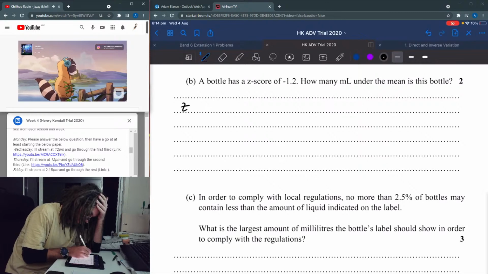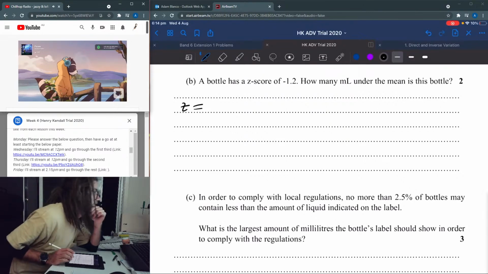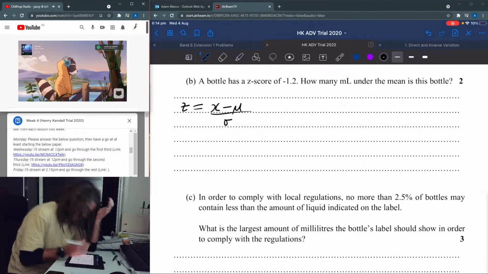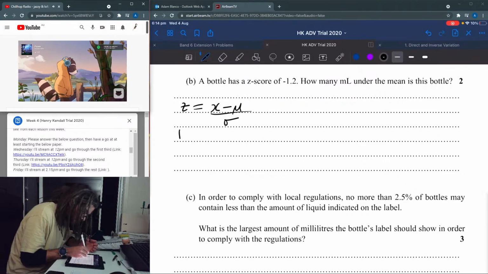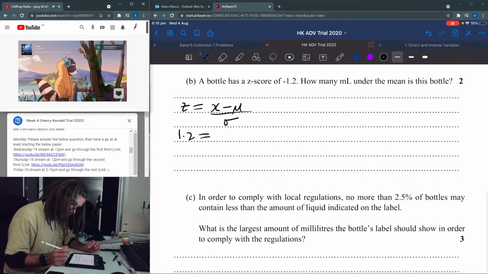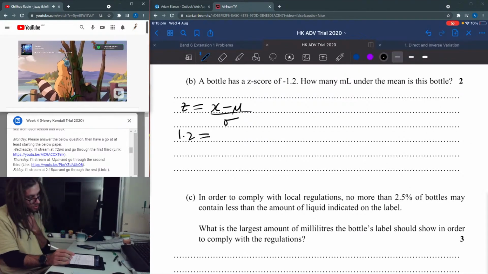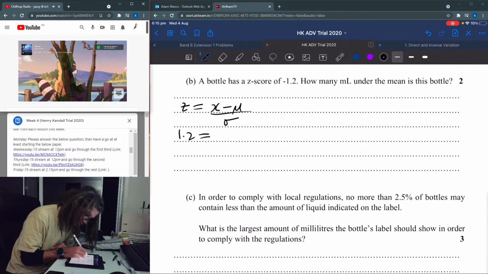Okay, let's just write the z-score formula. Oh, damn it! Reference sheet. X minus mu on standard deviation. Okay. So 1.2 equals... How many mil under the mean is this bottle? That's a good question. Let's find out what the actual score is.